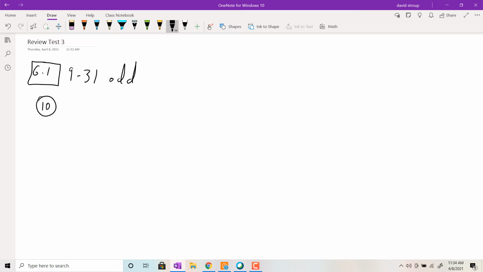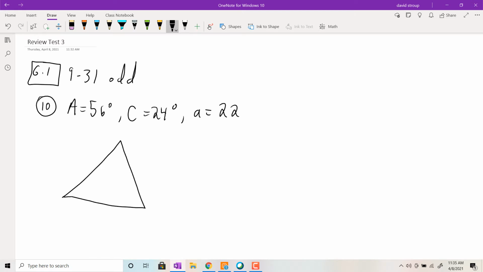So number 10, they give you the angle A is 56 degrees, the angle C is 24 degrees, and then side A is 22 units, so you can go through and draw your triangle. So again, it's always A, B, C, going counterclockwise. This will be little c, this will be little a, this will be little b. We know A is 56, we know C is 24, and we know little a is 22.